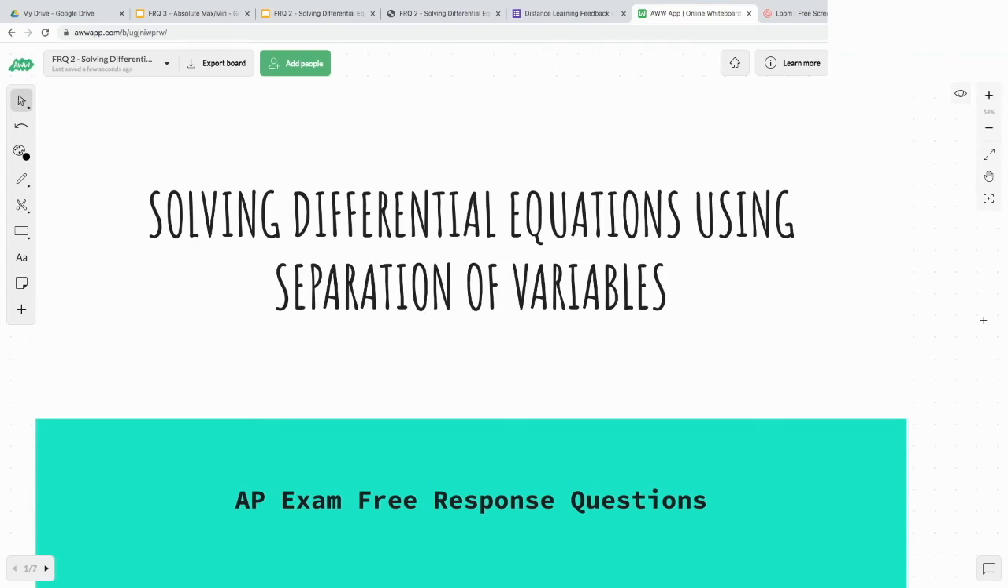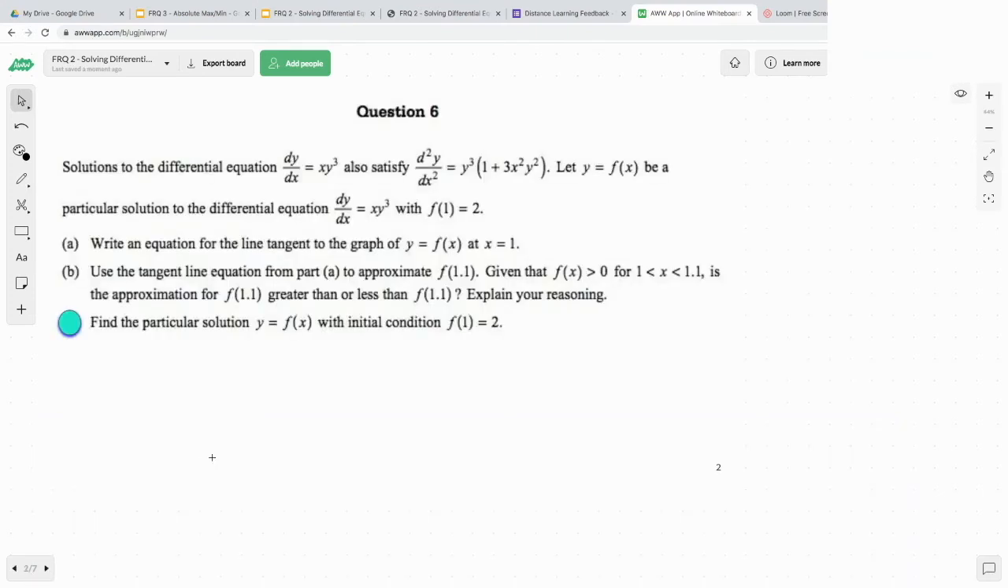Hi guys, today we're gonna solve some AP exam pre-response questions involving solving differential equations using separation of variables. So let's get started. Our first question is question number 6 from 2010 AP exam.